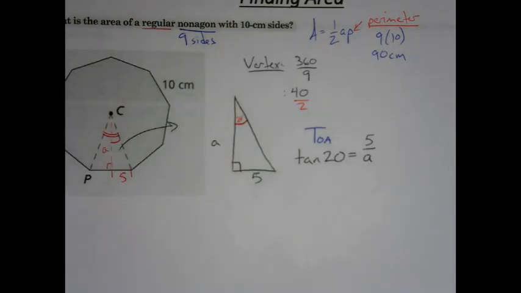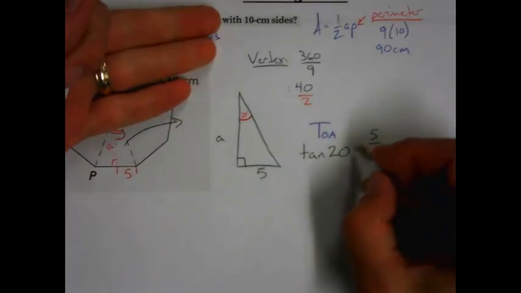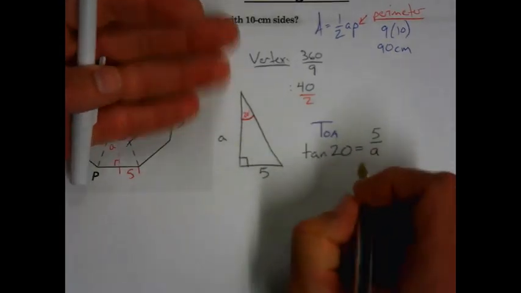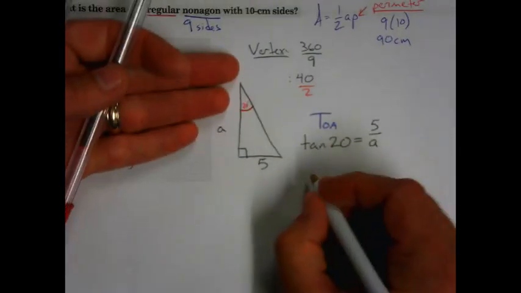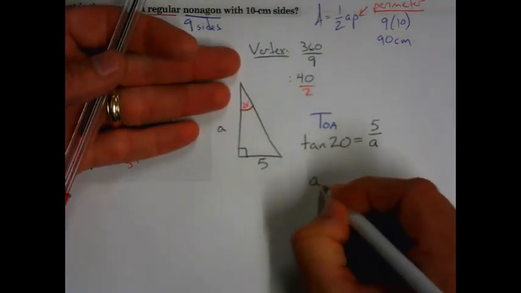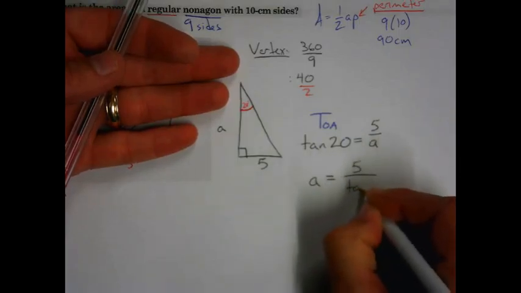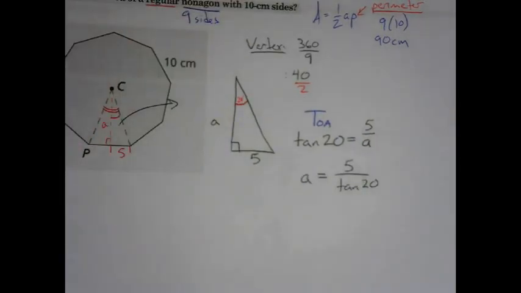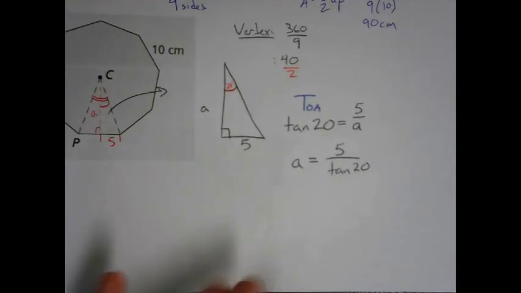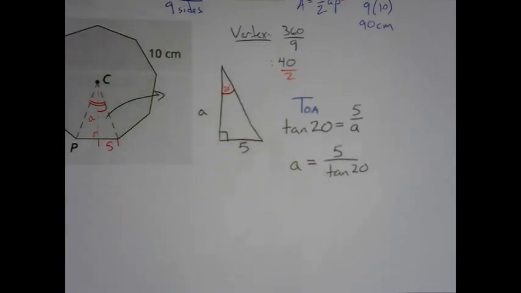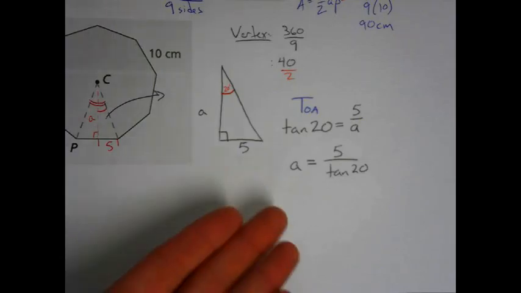Now, I don't know if you remember how this works from Chapter 8, but you should review Chapter 8, the videos on trig. How does this work? Well, we multiply both sides by a and then divide by the tangent of 20. This was the shortcut on finding out what that variable would be. Okay, so we now have the apothem.